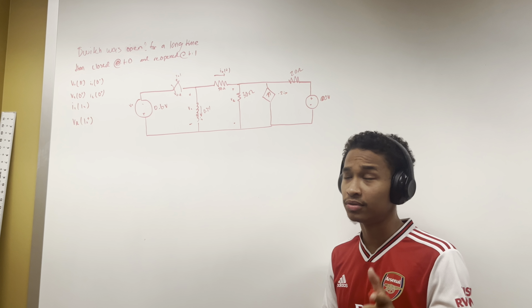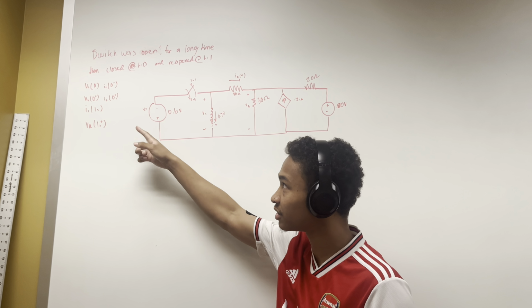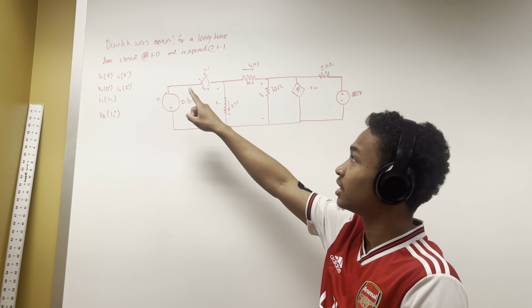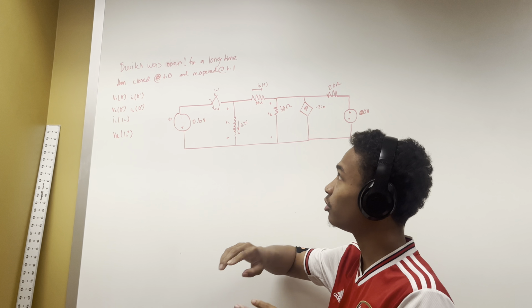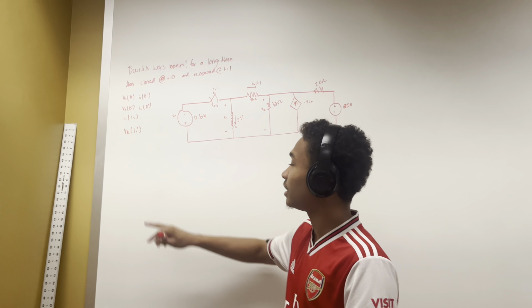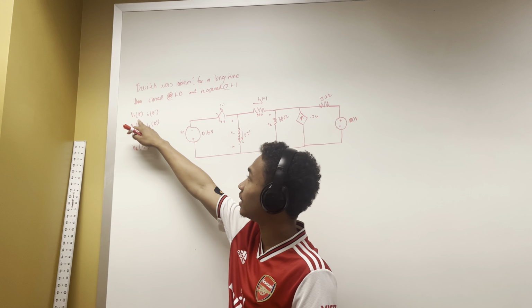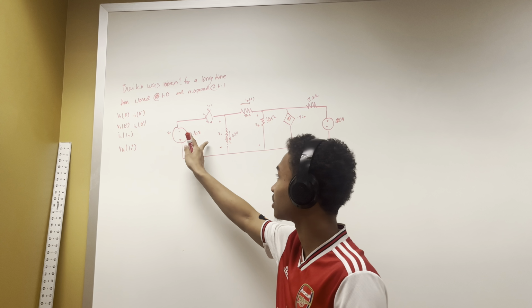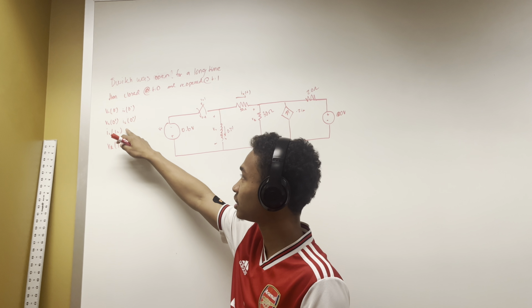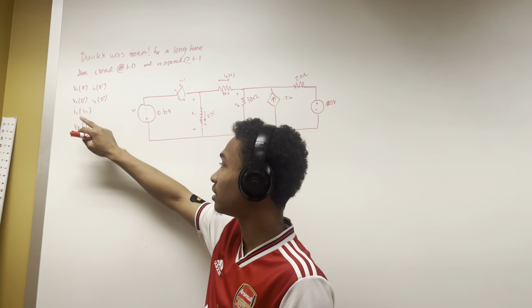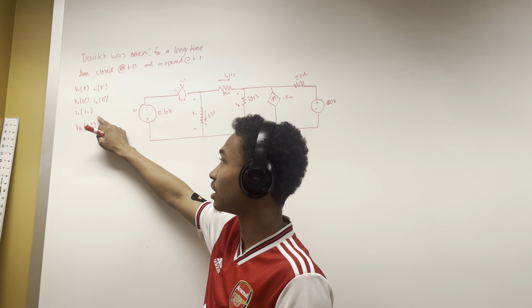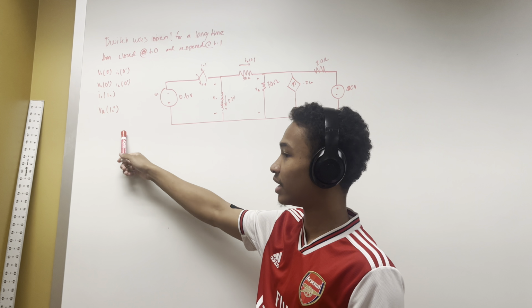Alright, the first thing you want to do is read the question and find what you are looking for. So our question says, this switch was open for a long time, then closed at t equals 0, and reopened at t equals 1. Here we are looking for the voltage and the current across this inductor right before 0, as well as the voltage and current across this inductor right after 0, as well as the current across this inductor at t equals 1, and the voltage across this resistor right after 1 second.